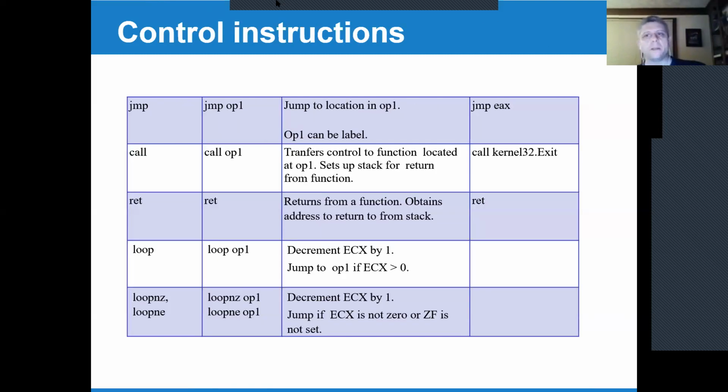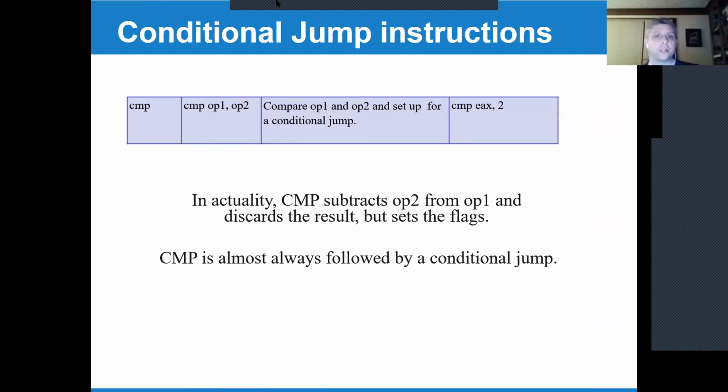So these are basically unconditional jumps, meaning that with the exception of loop, the commands mean that it's going to be jumping to some other location. Now there are conditional jumps. Conditional jumps are almost always preceded by the CMP, the compare instruction. The compare instruction is going to compare two values together and then set up the CPU so that the conditional jump can check to see if it's supposed to jump.